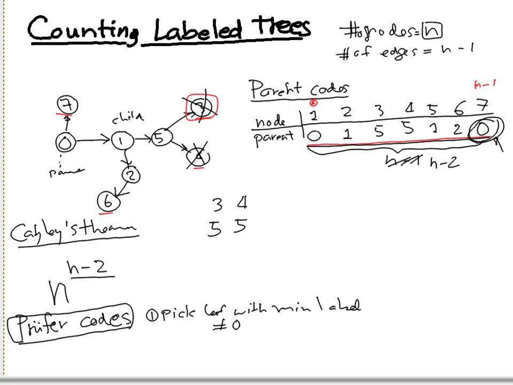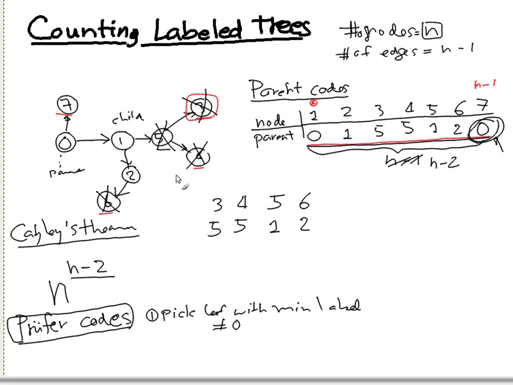Now the leaves are 7, 6, and now 5 becomes a leaf, right? So it's the candidate for us. So we pick the minimum label leaf. So we pick 5, put in its parent, which is 1, and kill it off, okay? Then 7 and 6, right? So we're gonna pick 6. So we write 6 and 2.